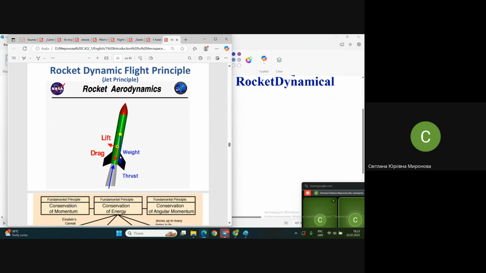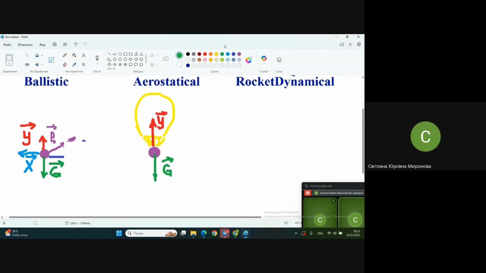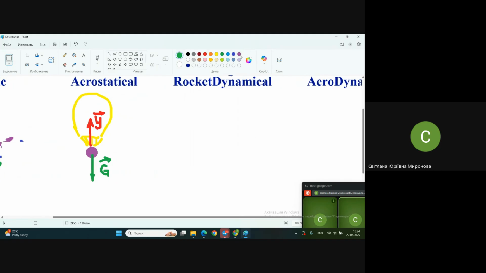Next one, the rocket dynamic principle. Now, on the one hand, it seems everything is very simple. On the other hand, somehow it's similar to what we have already seen in the case of the ballistic principle. Let's try to move the board. And in order to show that it is exactly a rocket, we will draw something more similar to a rocket. Not very similar, maybe. Well, at least I tried.